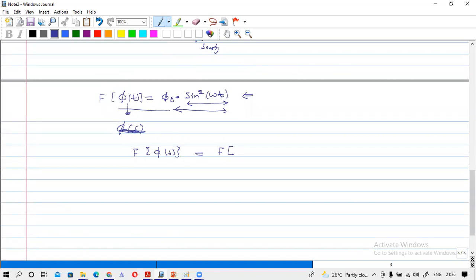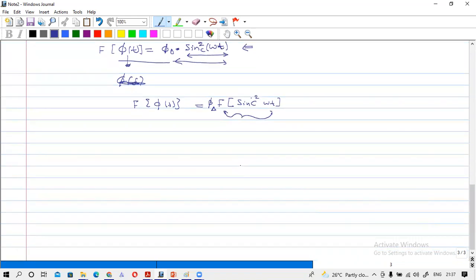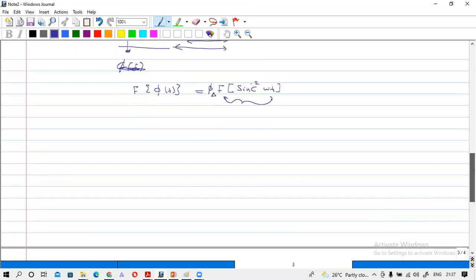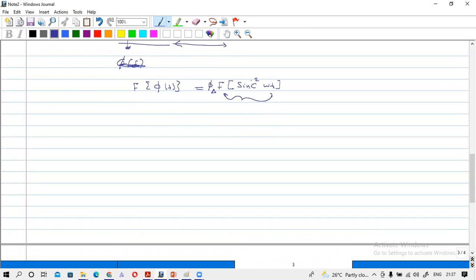Phi delta, the phase deviation, is a constant, it is a number, so I can take it out. Only the sinc squared omega t remains. So we have to find the Fourier transform of this sinc squared term. We couldn't do that directly, because we only find the Fourier transform of a sinc function, not a sinc squared function. The sinc squared function looks like this.